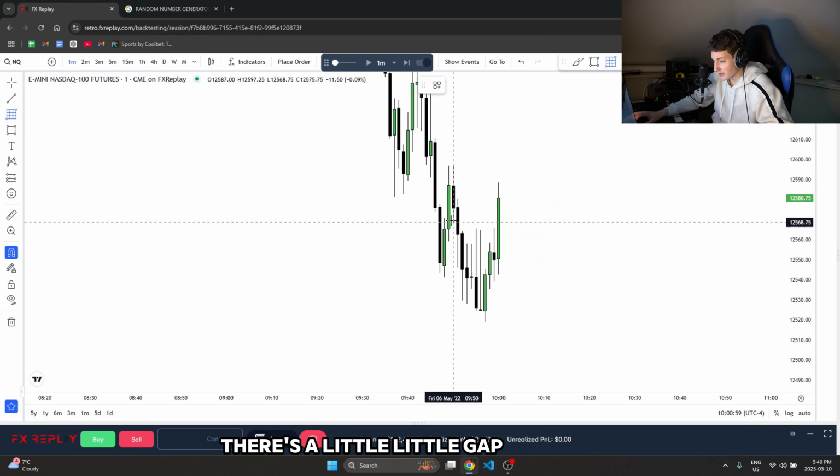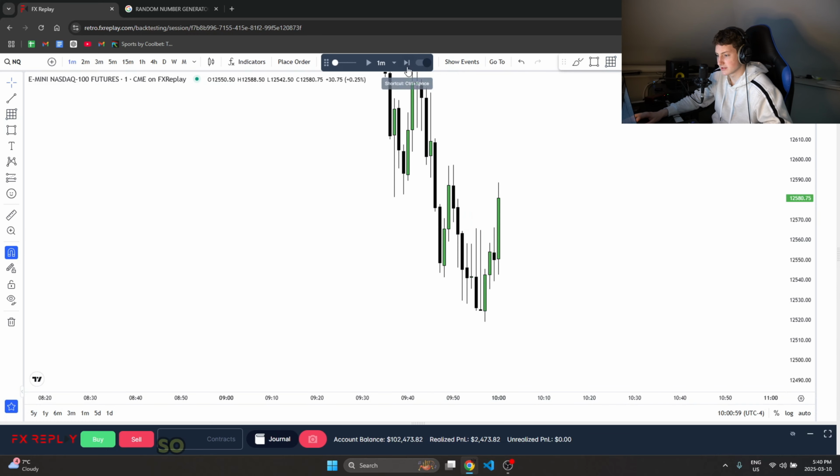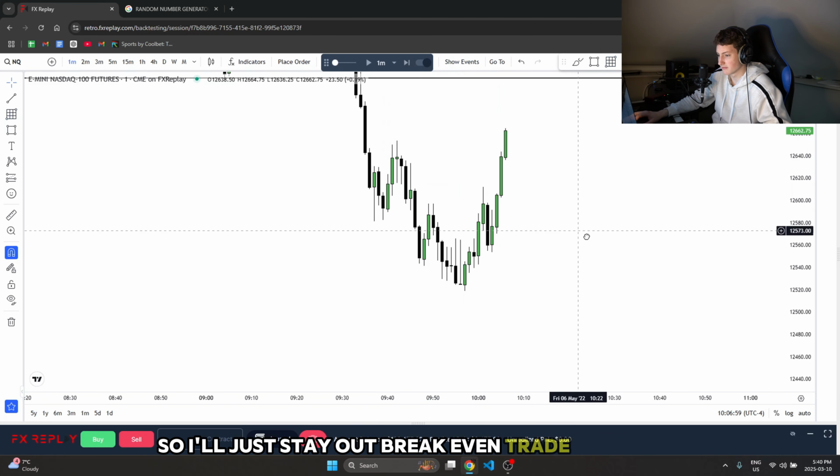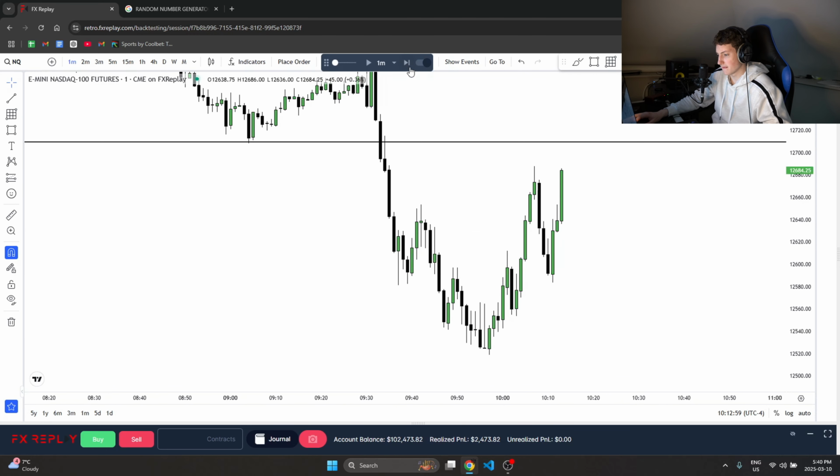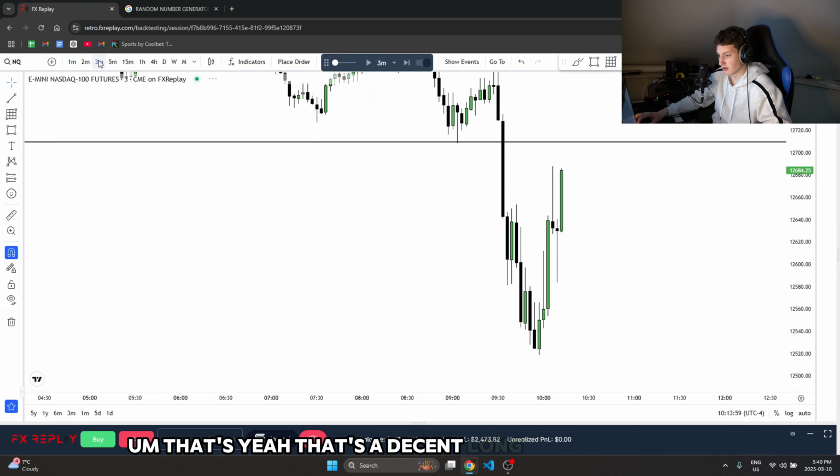There's a little gap right here. Not really my model though, so I'll just stay out. Break even trade, whatever. That's a decent long right there.